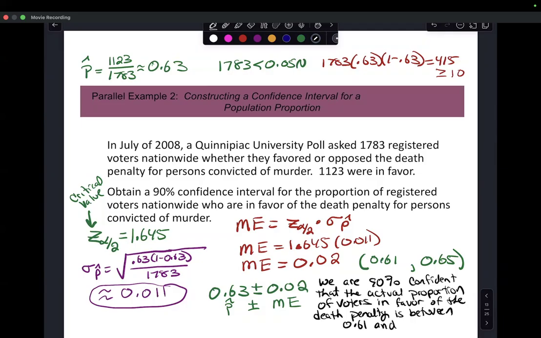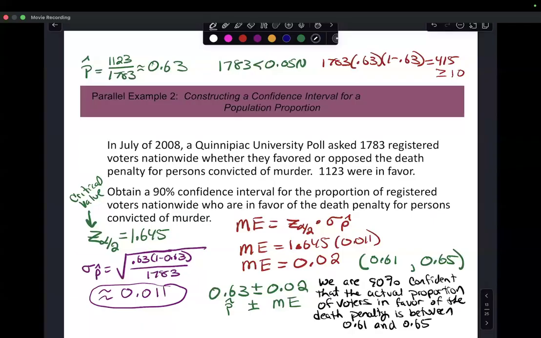0.61 and 0.65. And you're welcome to say between 61 and 65%. I don't care how you do it. My open math will care. You could say the actual proportion of voters in favor of the death penalty is 0.63 plus or minus 0.02. That's fine. You could even say 63% plus or minus 2%. I'm also okay with you saying it's between 0.61 and 0.65. As long as it's there, you put it in terms that make sense to you.